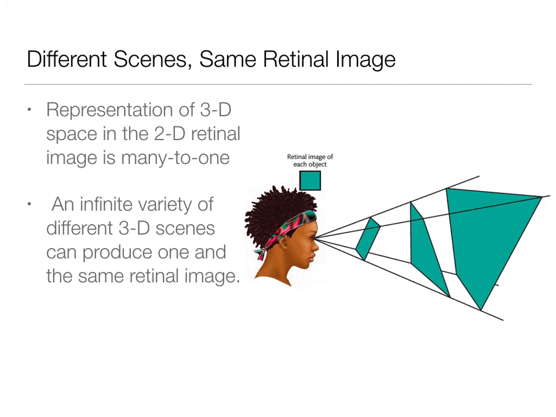Another example of this is here. This woman has the exact same retinal image for each of these three objects. They're different shapes and they're different depths. And all of these things produce the exact same square retinal image from these different shapes and these different spaces. So the issue is, how are we able to make sense of this?